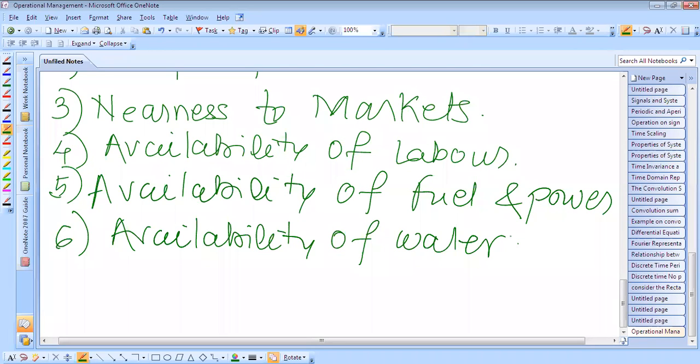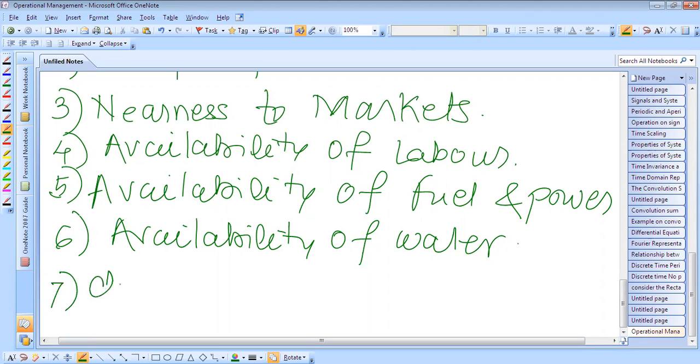So availability of water is one of the factors for the location of the plant. In deciding upon the nature of the plants, water should be available in adequate quantity and of proper quality, because a chemical industry should not be set up at a location where there is water shortage. If water shortage is there, we cannot set up the chemical industry near that location. That is the reason availability of water plays a very important role in the selection of the plant location.